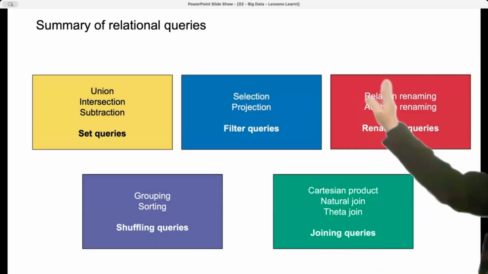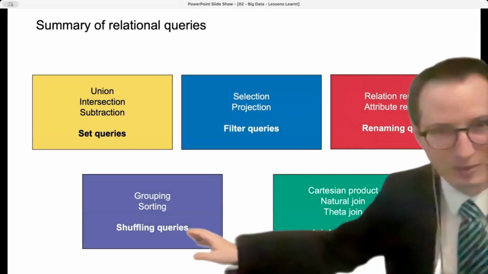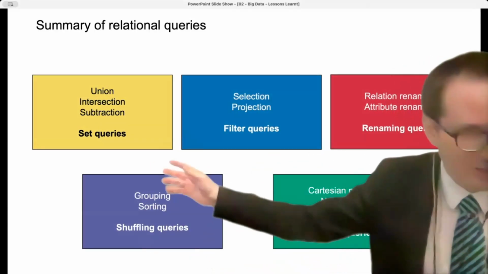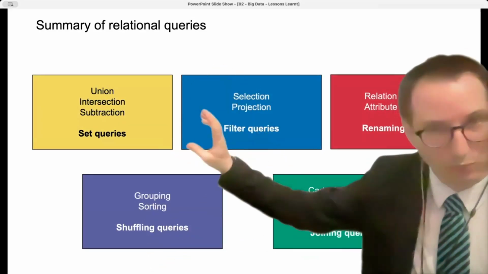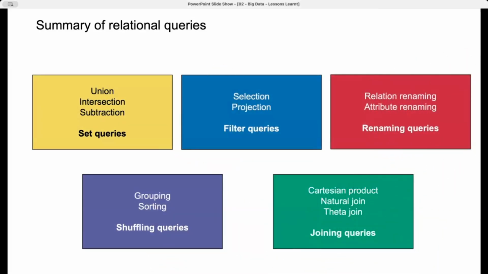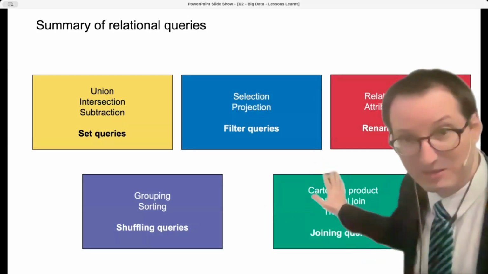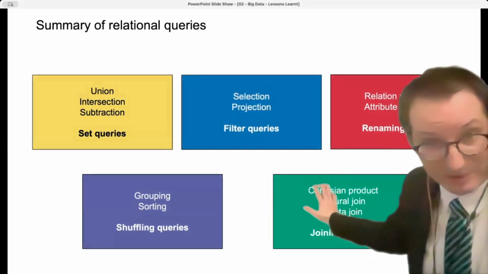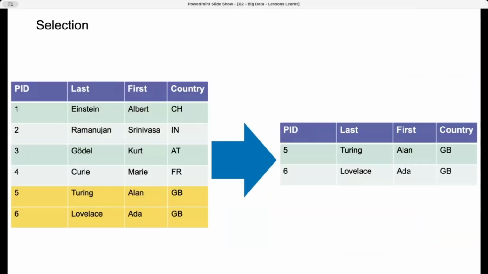I have a few slides. We can rename the attributes, rename the tables. We can group, we can sort. If it's a list of maps, then we can change the order. And we have joining queries where we take several tables and put them into a larger table. That's called a join. We'll see they're very expensive, and in big data, we are a bit scared of this. All right. So I said I have a few slides for the most important ones.